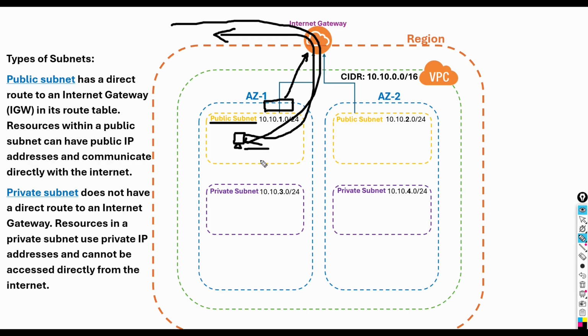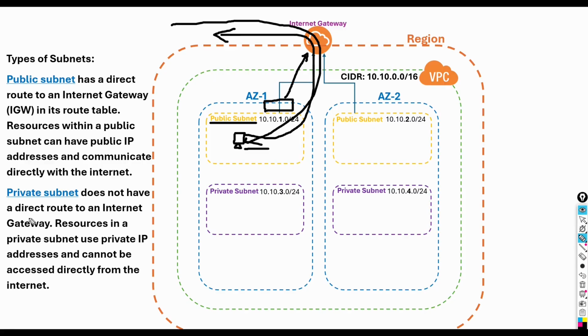So basically, the public subnet gets the internet access due to the routing table where we have the default route entry towards the internet gateway. Hence, we call this subnet a public subnet. So in short, a public subnet has the default route towards the internet gateway.